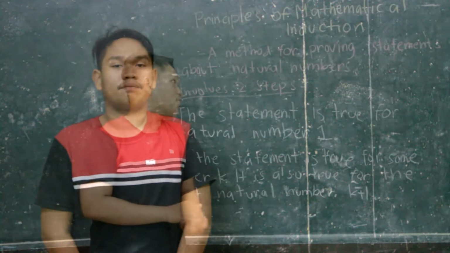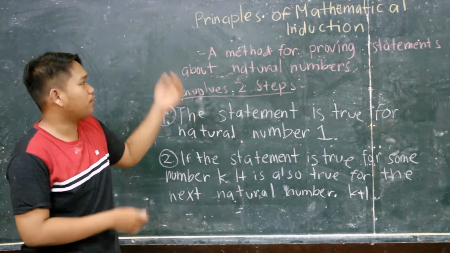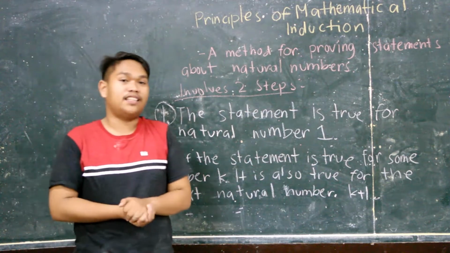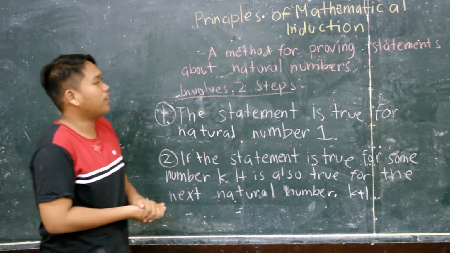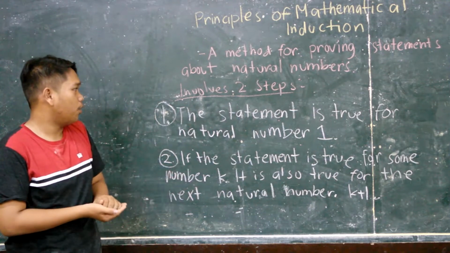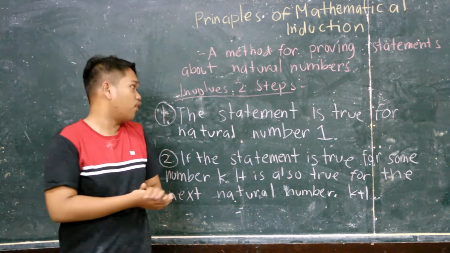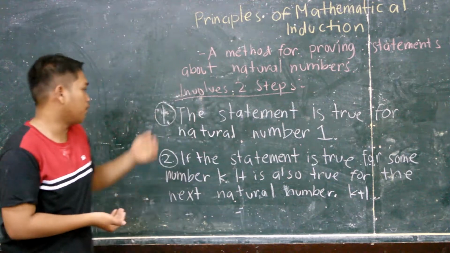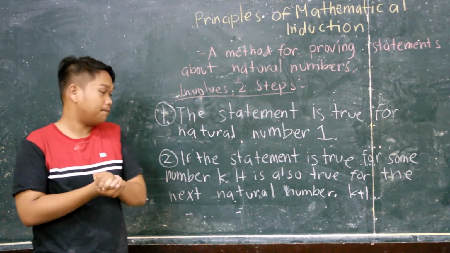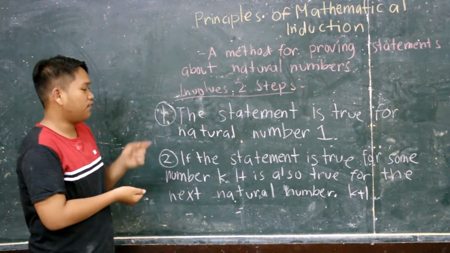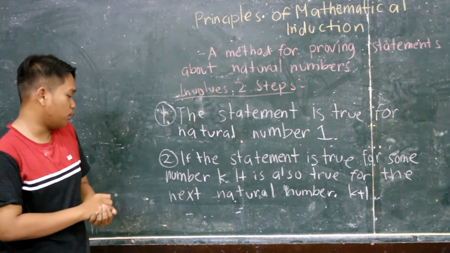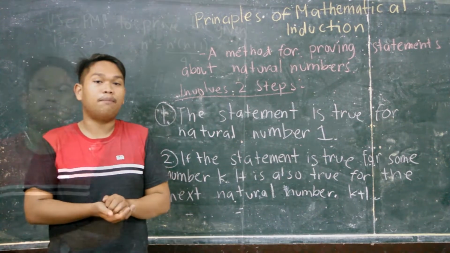So we are going to tackle all about the principles of mathematical induction. So what is the principle of mathematical induction? It is a method for proving statements about natural numbers. There are two steps involved in this principle. First, the statement is true for natural number 1. And the next one is, if the statement is true for some number k, it is also true for the next natural number k plus 1.